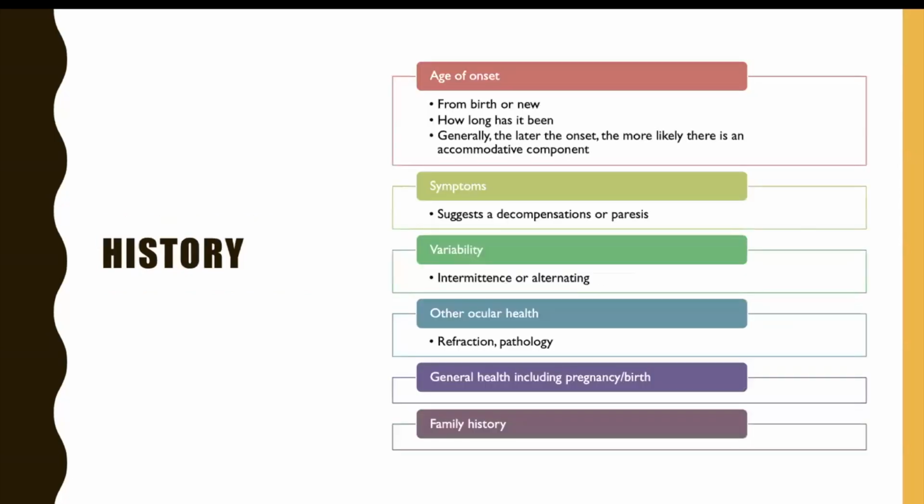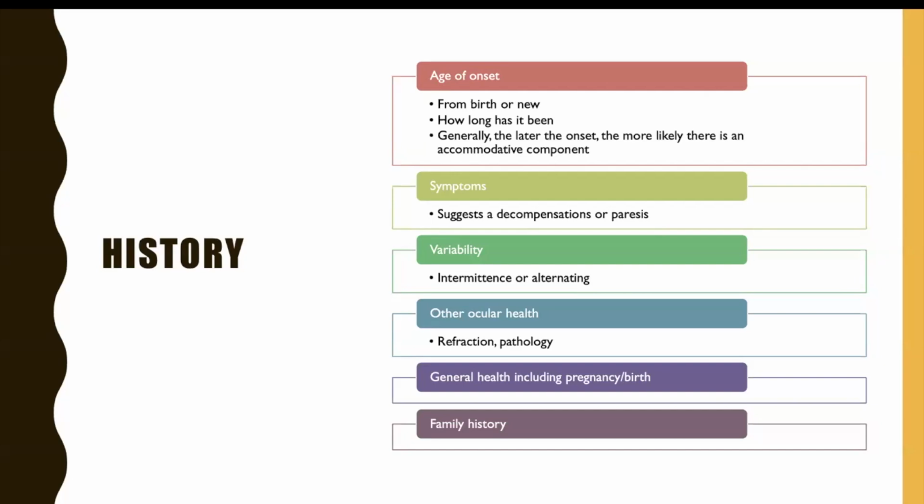So when thinking about the history of strabismus, you're going to ask things like, was this present from birth? Is it new? Was it within the first 6 months of childhood? Was it later down the line? How long have they had the deviation for? And generally, the later the onset, the more likely there is going to be an accommodative component.